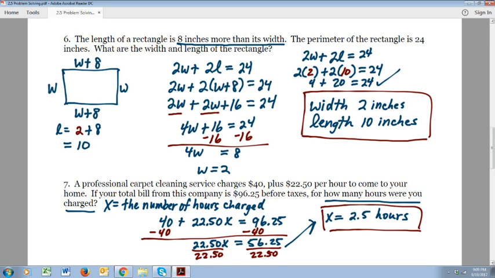And let's see, again, I would remind you could check your answer. We know that 40 plus 22.50 times 2.5 should equal 96.25. And if you check that, you'll see that it does work.